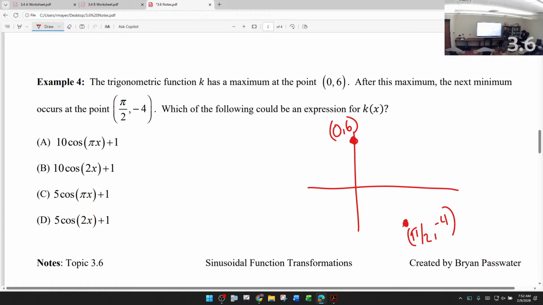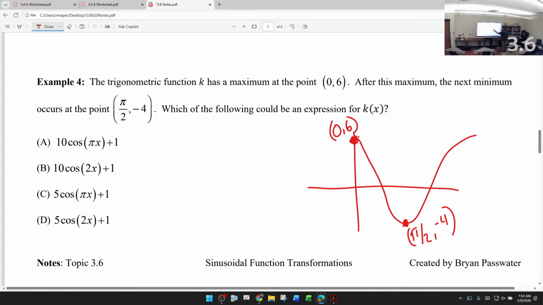Okay, so that's the minimum. Here's the maximum. They like for this to be a cosine. That's good. That helps me, because if that's cosine, then I want to start at the max. I would love to start at the max for cosine. If that was the midline, and it was cosine, I'd have to do something else to it. But if that's the max, and they want me to use cosine, that's great. That's what that graph does.